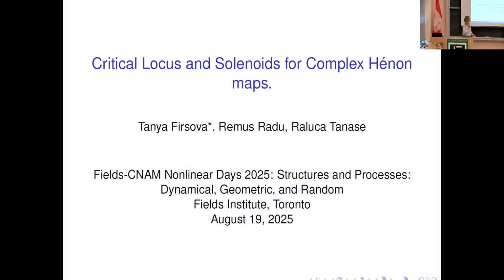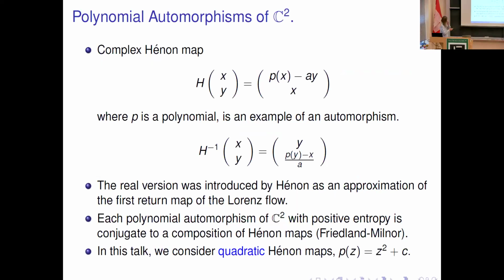Okay, sounds good. So let me remind you what complex Henon maps are. Complex Henon maps are maps given by a simple formula. We have a polynomial p of x, and we take (x, y) to (p(x) minus ay, x). You can check that this is an automorphism of C^2 just because you can calculate the inverse. The inverse is given by the formula that you see on the board.